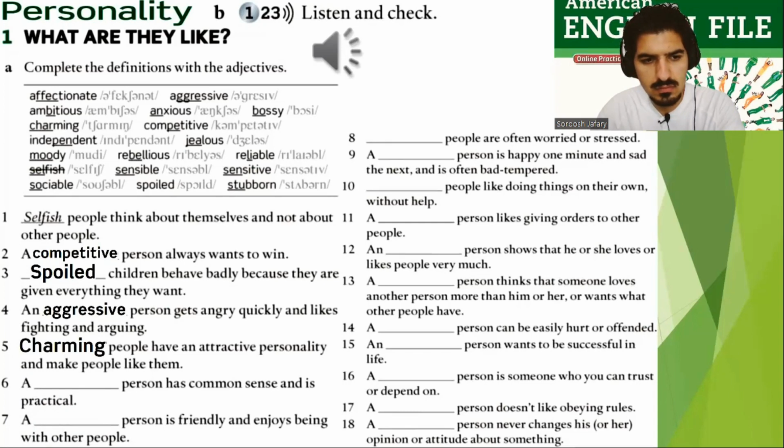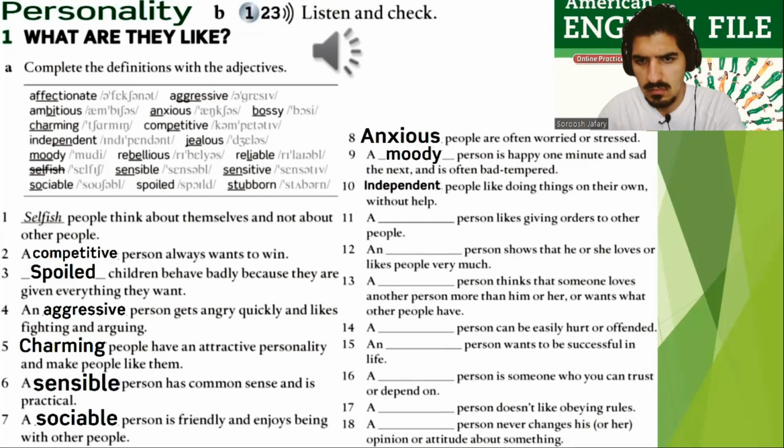6, A sensible person has common sense and is practical. 7, A sociable person is friendly and enjoys being with other people. 8, Anxious people are often worried or stressed. 9, A moody person is happy one minute and sad the next, and is often bad-tempered. 10, Independent people like doing things on their own without help. 11, A bossy person likes giving orders to other people. 12, An affectionate person shows that he or she loves or likes people very much. 13, A jealous person thinks that someone loves another person more than him or her, or wants what other people have.